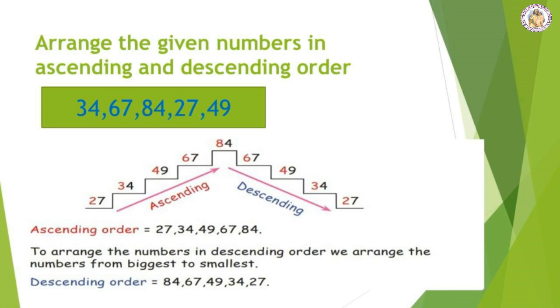So using the same set of numbers, we can arrange them in descending order. To arrange the numbers in descending order, we arrange the numbers from biggest to smallest. That is, as I already said, it's the reverse of ascending order. That is, biggest to smallest. So 84, 67, 49, 34 and 27.